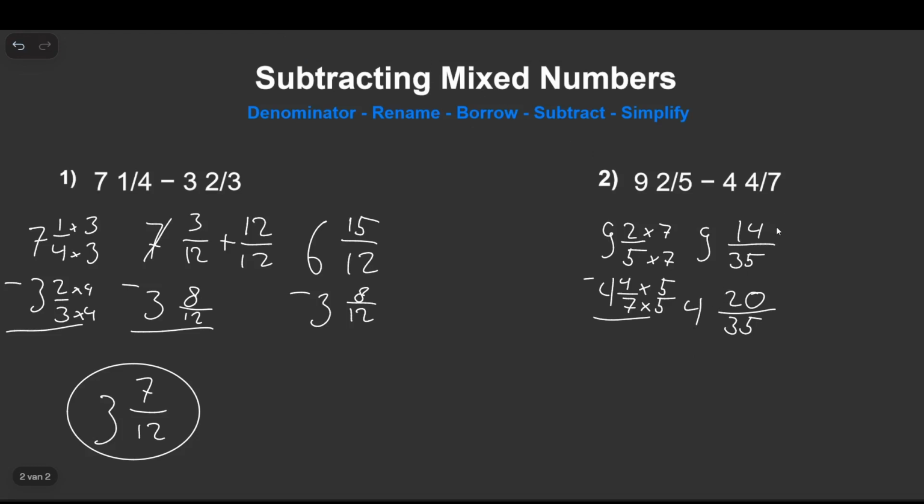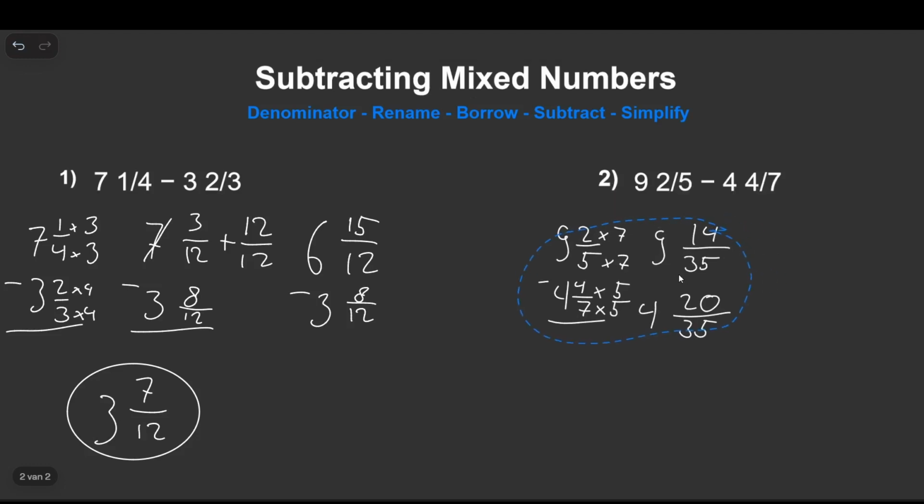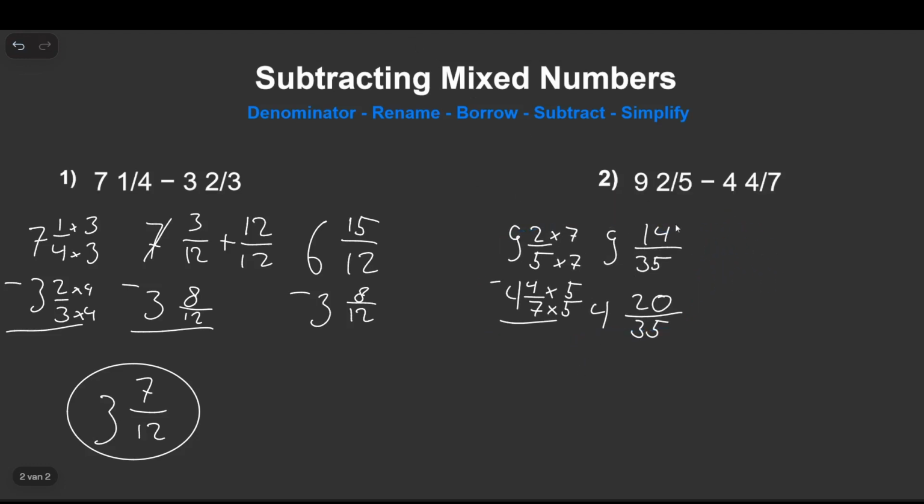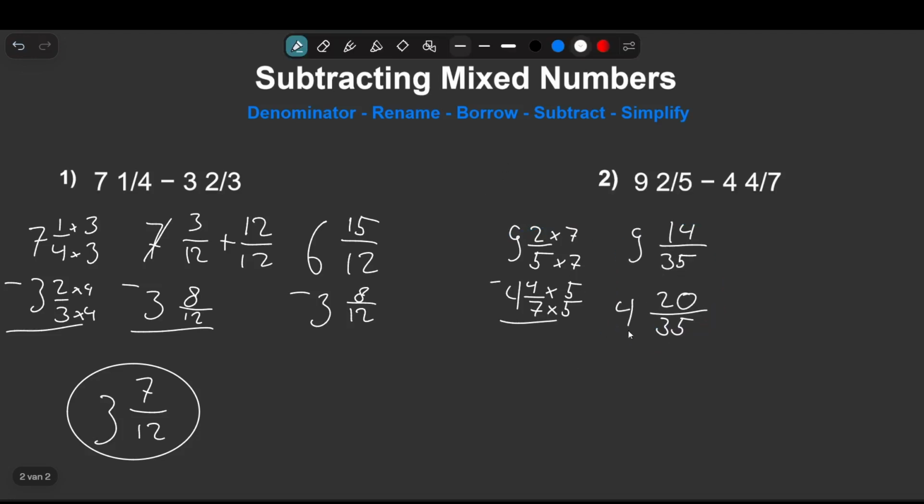So let's move this all a bit to the left so we have a bit more space. Like this. And let's separate these two a bit more. So now we have two separate mixed numbers which we can now subtract. So now we can start subtracting. We're going to go to the borrow step and the subtraction step.